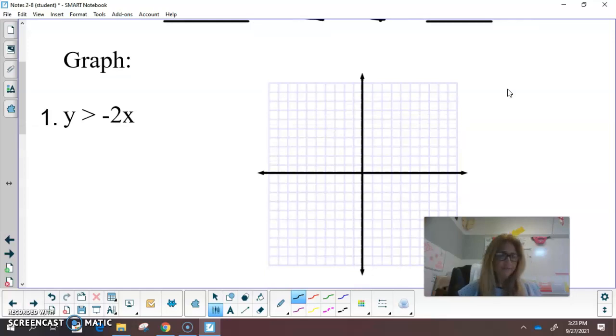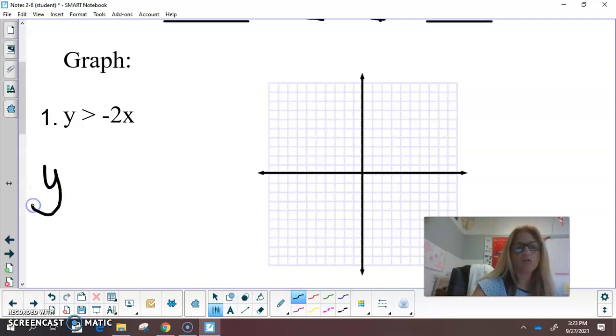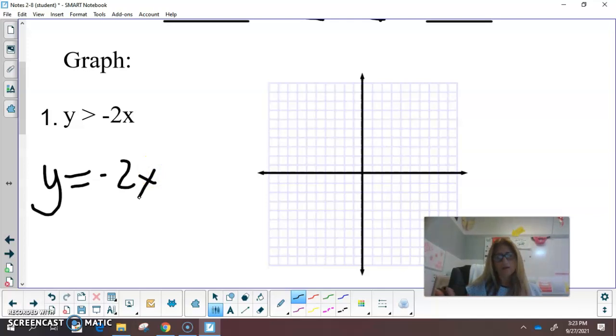So we have y is greater than negative 2x. To make things easier, so that we don't have to worry about flipping inequality signs, I just like to graph the equation y equals negative 2x. I just worry about graphing that, not worrying about the signs, and I'll show you why on the next one. So we're going to go ahead and graph that.